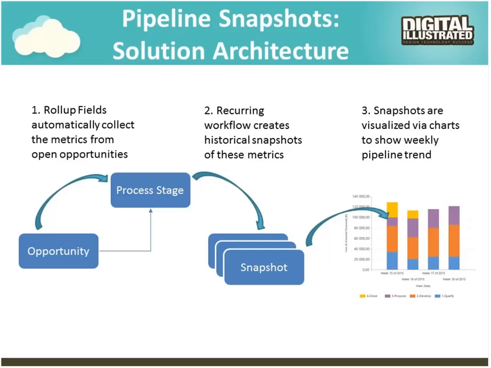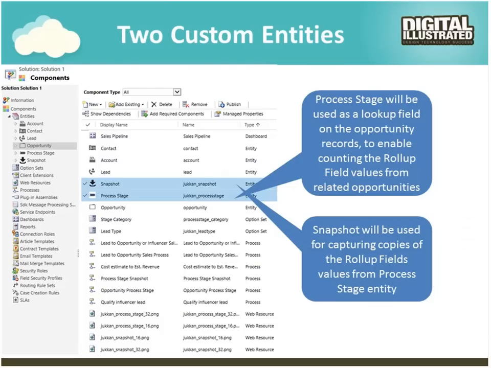Then from there I can build a chart that shows, per each stage, how much revenue there is and how many opportunities and other variables. But that's the scenario that I'll show you right here. As mentioned, I've added 2 custom entities. I won't go into the details of adding those here, but I'll describe the use cases for them. The process stage entity is connected to the opportunities, and it will contain the rollup fields for the opportunity count and the estimated revenue sum. And the snapshot is just for storing the old values, copying the data from the stage entity.